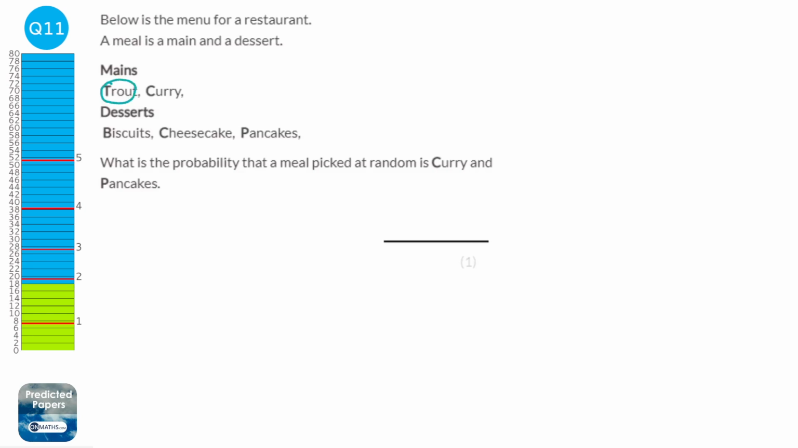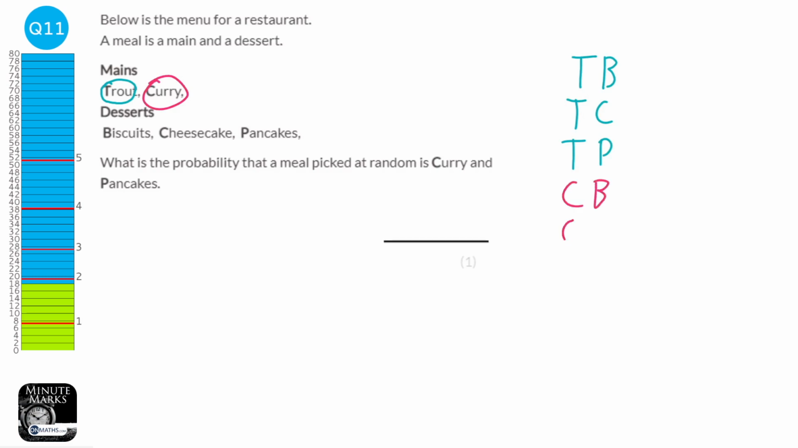I'm going to start by writing out all the outcomes. So I'm going to start with trout. So for trout, as a main, I could have had biscuits for dessert. Trout as a main, I could have had cheesecake for dessert. Trout as a main, I could have pancakes as a dessert. Then I'm going to move on to a curry for main. So for curry for main, I could have had biscuits, could have had cheesecake, and I could have had pancakes.